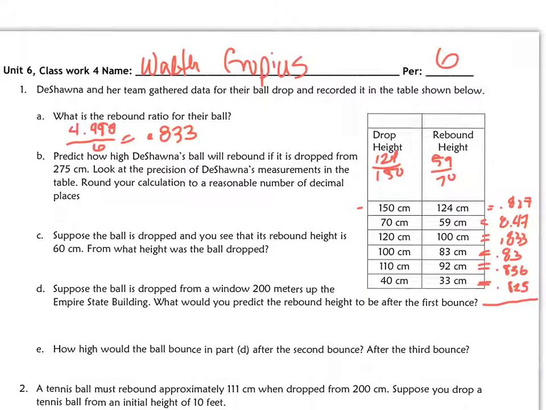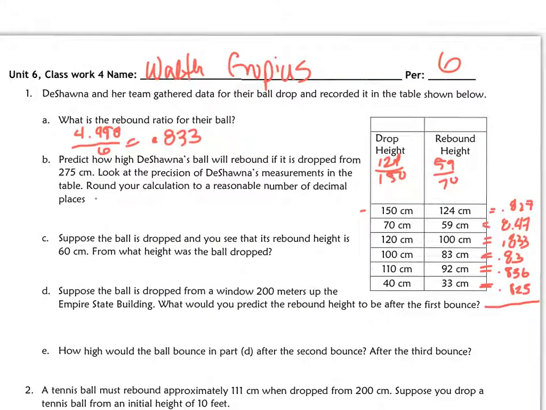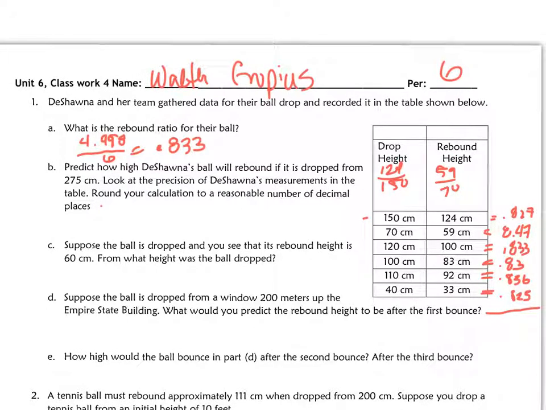Alright, it says now predict how high Deshauna's ball will rebound if it's dropped from 275 centimeters. Round your calculations to the nearest reasonable decimal place. So we're going to take 275 and multiply times 0.833. What do you get? I'm going to let you figure that out. I'm sure you've got a calculator and you can do it.